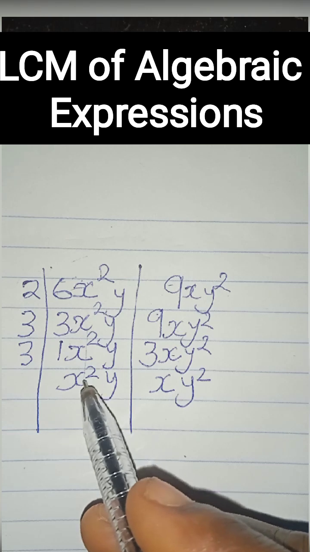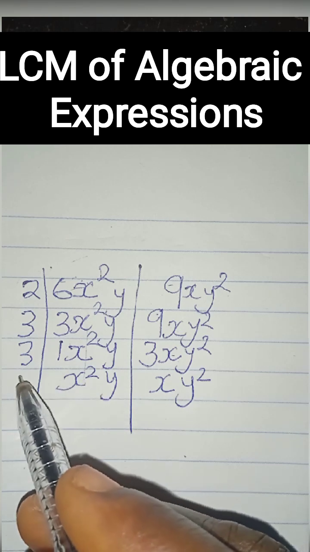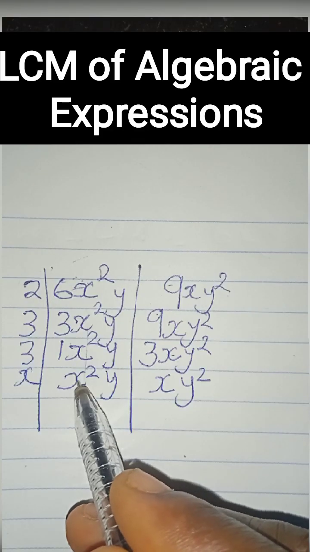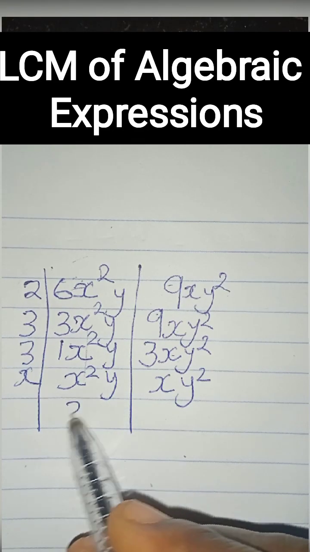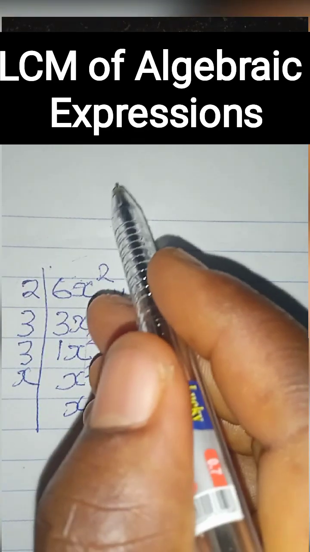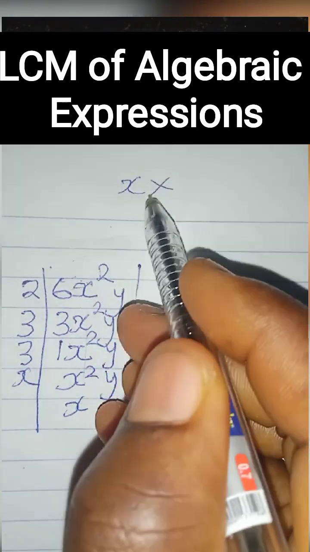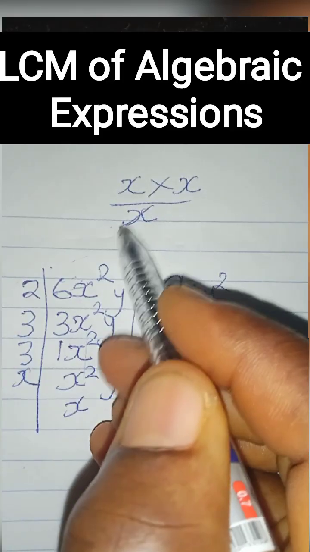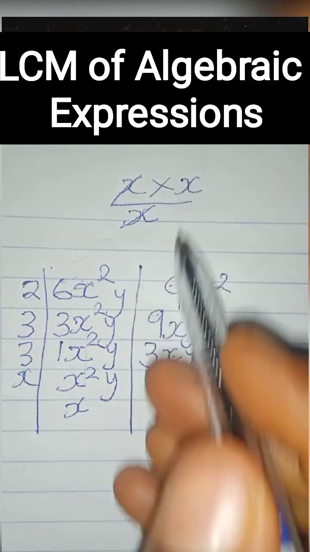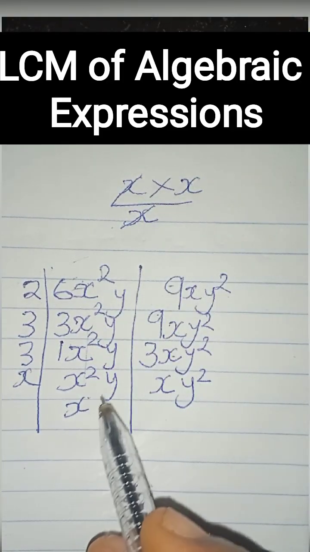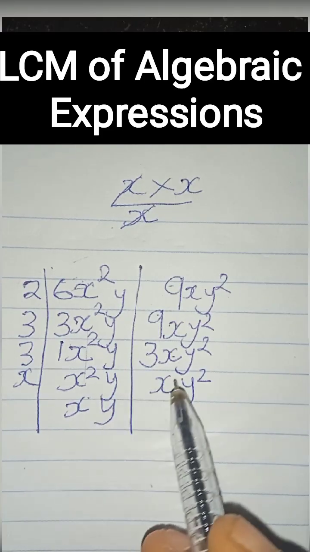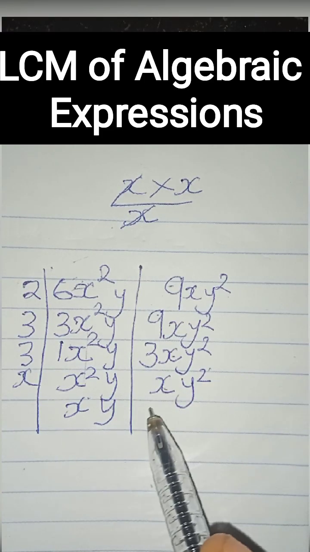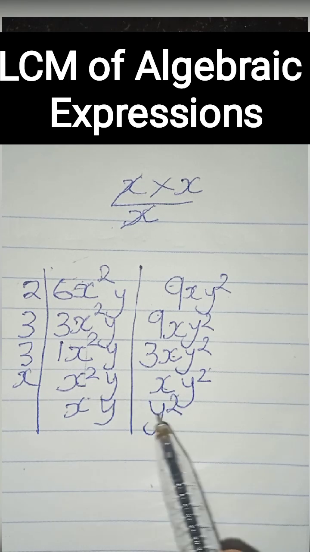Now we have the algebraic terms. Now let me first use x to divide. If x divides x squared, that will be x. So look at it like this: x squared is x times x, divided by x. This will cross this, leaving only x. So we have x, and I'll bring down my y because I cannot divide y. If x divides xy squared, x will cross this, we have y squared.